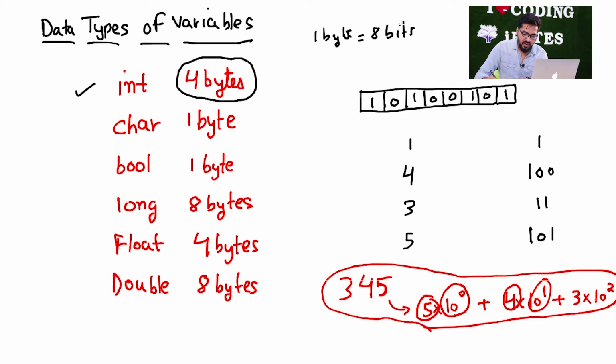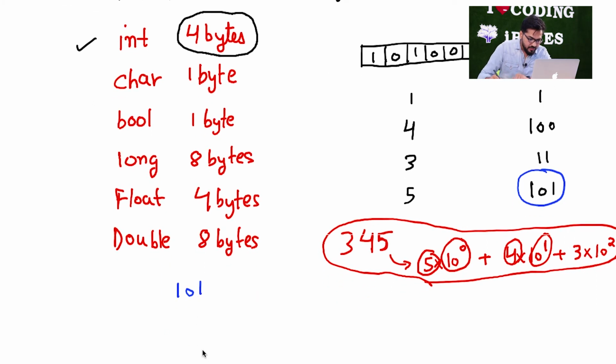So it is of the power of 10, because there are 10 digits: 0, 1, 2, 3, 4, 5, 6, 7, 8, 9. So there are 10 digits, so 10 to the power 0, 10 to the power 1, 10 to the power 2. But in the binary system, let's say if I have this number 101, what do I mean by 101?